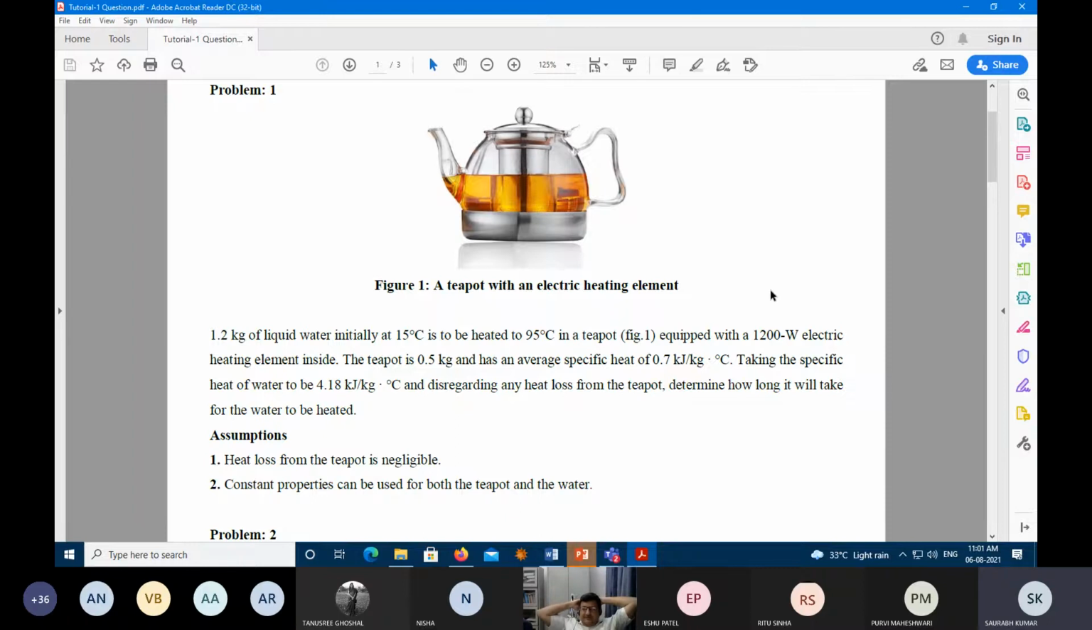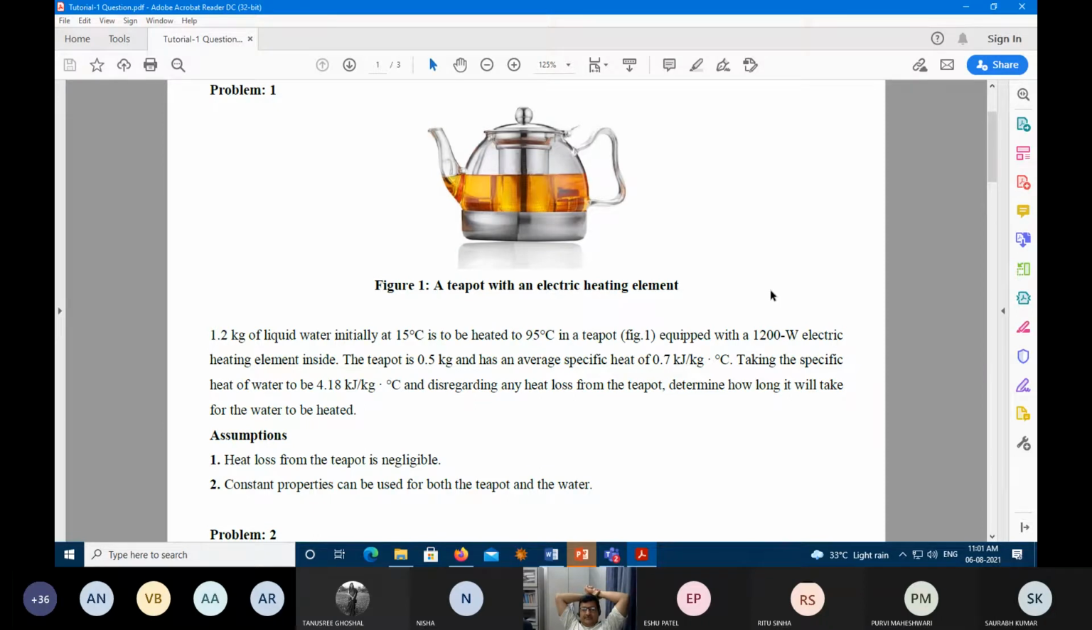So everybody, I wish everybody would do this with a pen and paper. We'll try and solve. So essentially you have 1.2 kg of liquid water, and you are putting it on a heater where it is heated up from 15 degrees centigrade to 95. So your two components: one is the pot and the water that is inside. And you have a heater which has a power of 1200 watt. Electric heater.